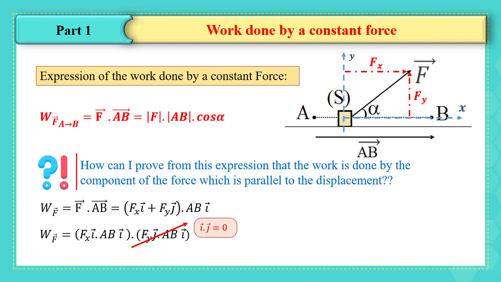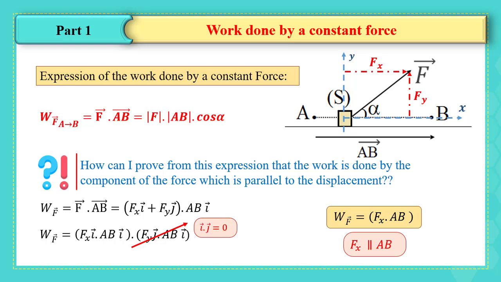The last answer for the work done by the constant force is Fx dot AB, since i dot i is 1. And here notice that Fx is parallel to AB in this example. Then every time we want to use the expression of the work done by a constant force, we can use the component of force which is parallel to the displacement times the displacement.